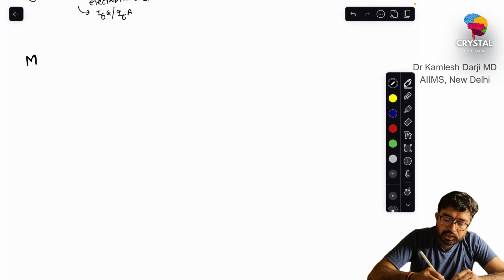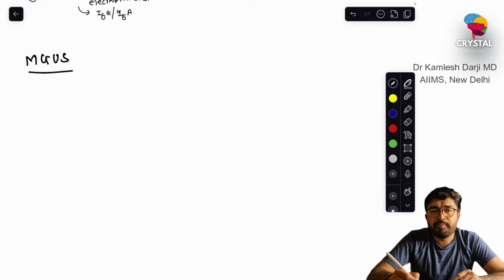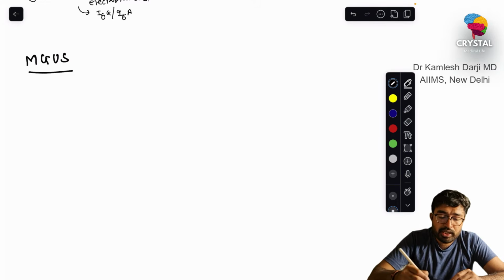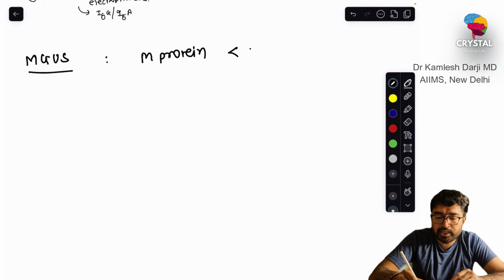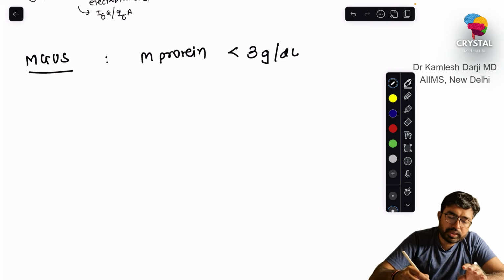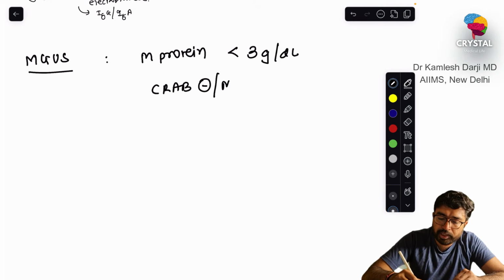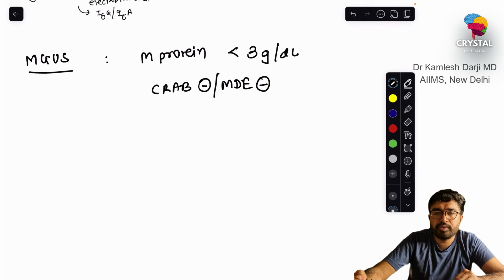So first one is MGUS, meaning monoclonal gammopathy of undetermined significance. Here you just see the M protein which is less than 3 gram per deciliter, just only this feature without CRAB features. What is CRAB feature? I will explain to you. CRAB feature or myeloma defining event absent.